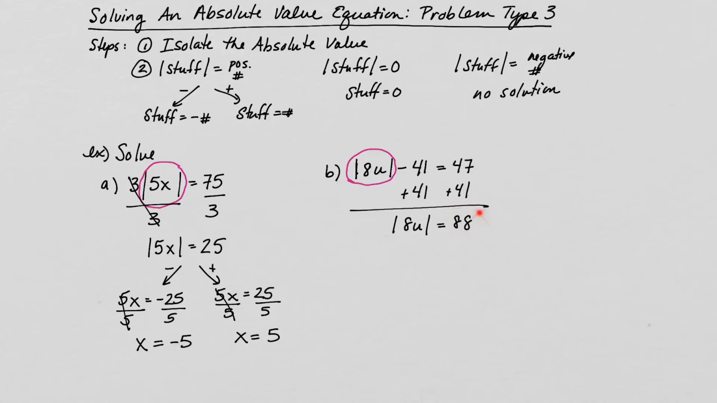If I look, 88 is a positive number, right? I have the absolute value all by itself. It's equal to a positive number, which means I can split it into that negative and positive case. So you get 8u equals negative 88, 8u equals positive 88. Divide by 8, u equals negative 11, divide by 8, u equals positive 11. So there, again, you get two answers. So we'll try another one.